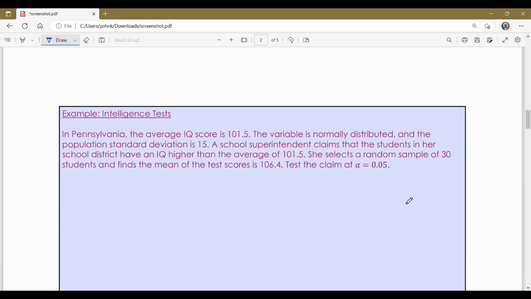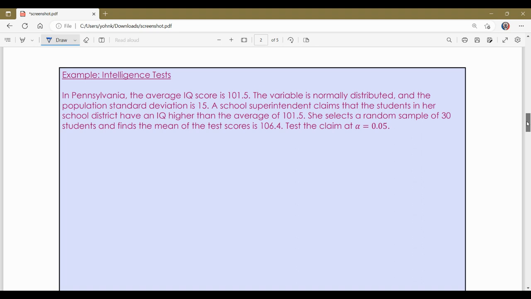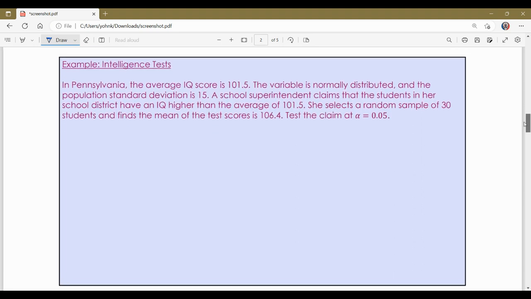All right, so let's see how all of these steps we now put together to do a formal hypothesis test. This one is about intelligence tests and IQ. In Pennsylvania, the average IQ score is 101.5. The variable is normally distributed and the population standard deviation is 15. A school superintendent claims that the students in her school district have an IQ higher than the average of 101.5. She selects a random sample of 30 students and finds the mean of the test scores is 106.6.